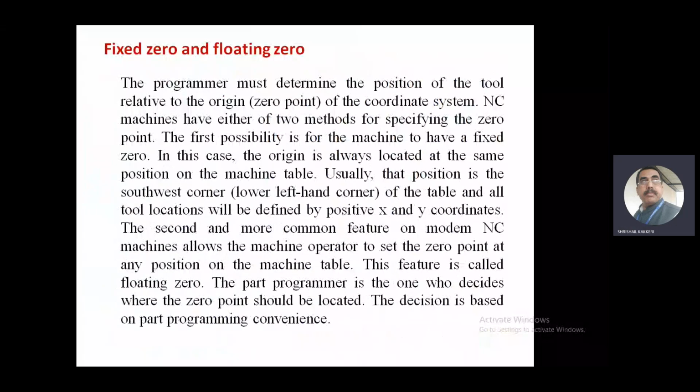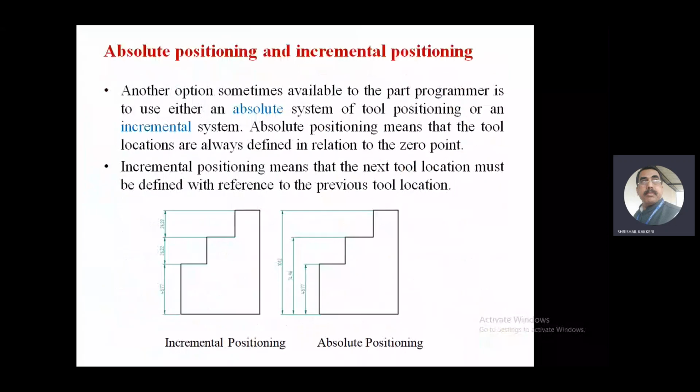Fixed zero and floating zero we have already come across. The fixed zero is the coordinate system provided by the manufacturer for a particular CNC system. It will always be at the right bottom portion of the CNC table. This is the zero coordinate or the reference coordinate for the milling machines. And float zero is wherever you flexibly want, you can fix the float zero. Absolute zero and incremental zero, we have already discussed them.